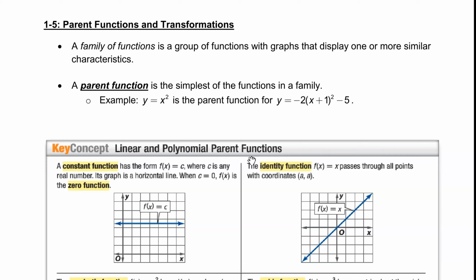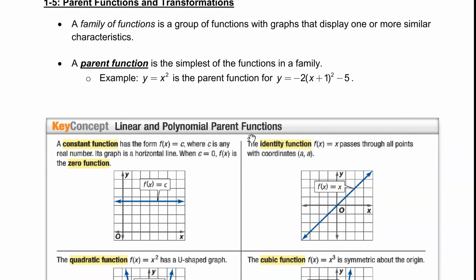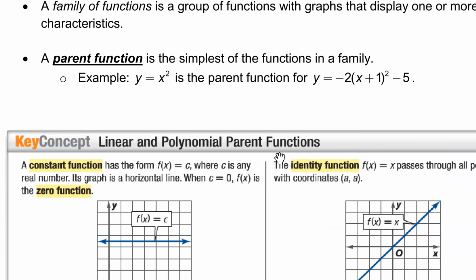All right, 1.5, parent functions and transformations. A family of functions is a group of functions with graphs that display one or more similar characteristics. A parent function is the simplest of the functions in a family. So for example, y equals x squared is the parent function for y equals negative 2 times (x plus 1) squared minus 5. Another member of the family would be y equals x squared plus 2. That's also part of the family where y equals x squared is the parent. So we're going to go through a bunch of different parent functions that you should know.